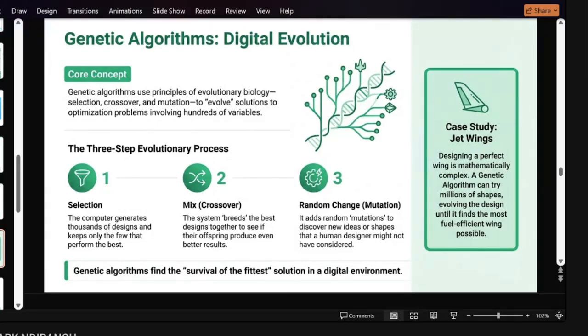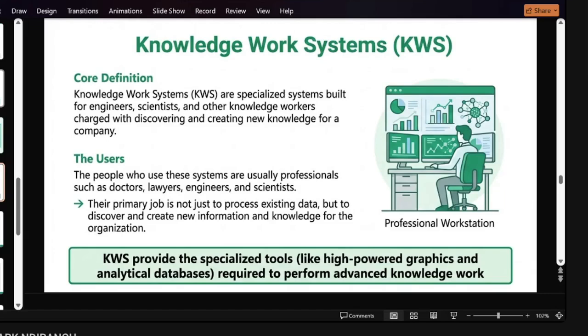Good morning, everyone. I'll be taking you through knowledge work systems. These are specialized systems built for engineers, scientists, and other knowledge workers charged with discovering and creating new knowledge for a company. The users mainly are doctors, lawyers, engineers, and scientists, and its primary job is not just to process existing data, but to discover and create new information and knowledge for the organization. The next slide.